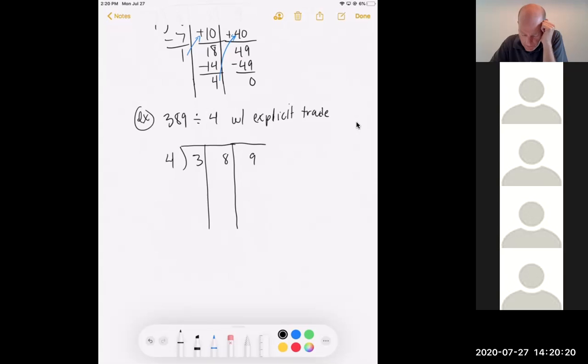No. So what we do is we break up that 3 hundreds into 30 tens, right? And with the explicit trade, we are going to add that. So we're going to break it up like this and put an arrow from the first column to the second column where my 30 is. And when I break those up into 30 tens, I put that with the 8 tens from 389. And I have 38 tens now to distribute among 4 groups. Now what's the number of groups that we're going to do?